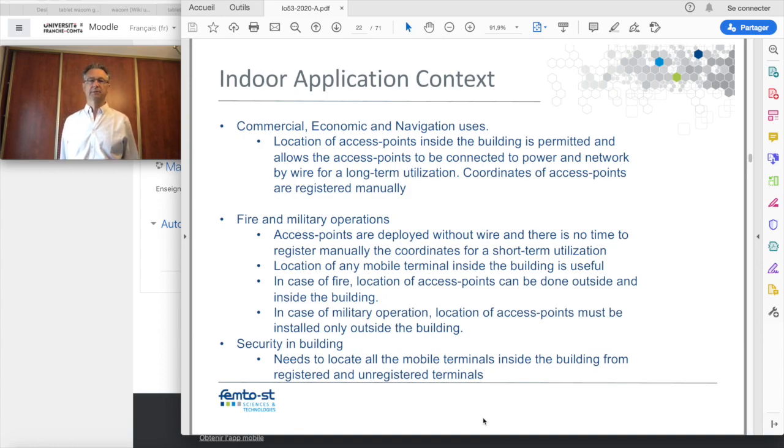For fire and military operations, you need to go quickly to a building, and if the building does not include any system for indoor location, you need to deploy it immediately. And it's for short-term utilization. Because you cannot go inside the building beforehand, you have to deploy your access points outside the building, using a battery and a wireless network.